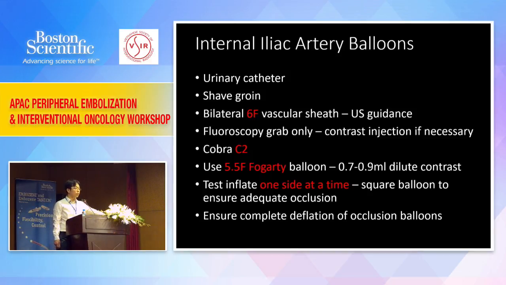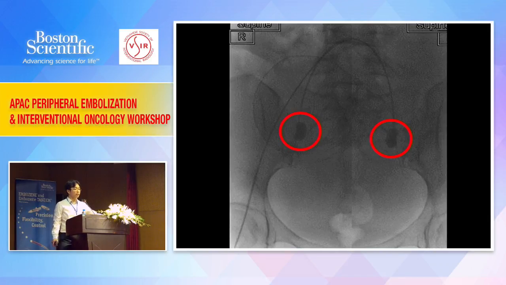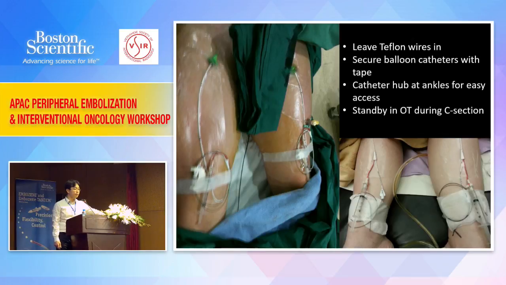Use a Cobra C2, and we can test inflate one side at a time with LAO or RAO orientation, because what we want to see is to square the balloon, to make sure that it's adequate occlusion. And then we have to make sure that it's completely deflated as well before we send the patient across to the delivery suite for the delivery. Okay, this is a merged picture, and that will explain why there's one catheter missing on the left side. It is not magic. You can see the squaring of the balloon on both sides, and that's very clearly appreciated.